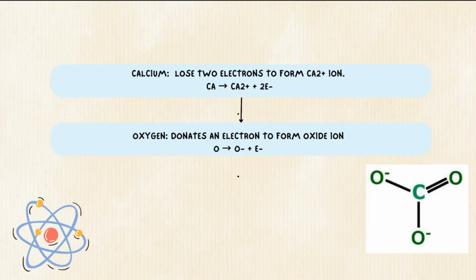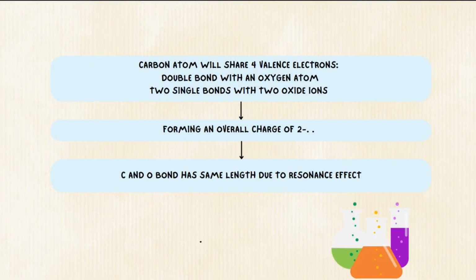So how is the calcium carbonate structure formed? We start from the calcium ion. The calcium ion comes from the calcium atom, which loses 2 electrons through ionization energy, forming the Ca2+ ion. While for oxygen, it undergoes electron affinity to form the oxide ion, which is the O- ion, by accepting an electron, and forms a double bond with an oxygen atom and 2 single bonds with 2 oxide ions, O- ions, respectively. Because there are 2 oxide ions, it forms an overall charge of 2-. The scientists have discovered that instead of different bond lengths, all of the bond lengths are the same. This is due to the resonance effect between the carbon and oxygen.